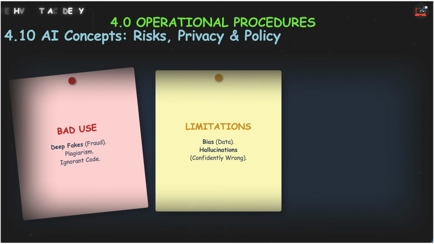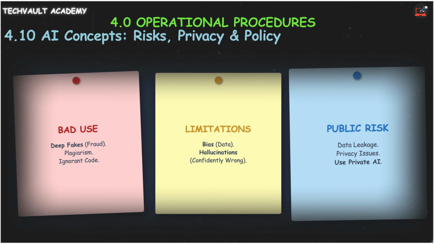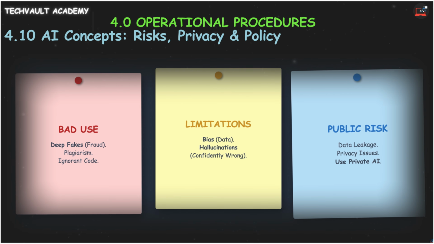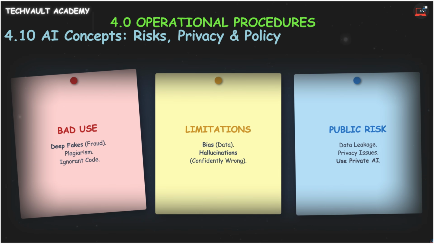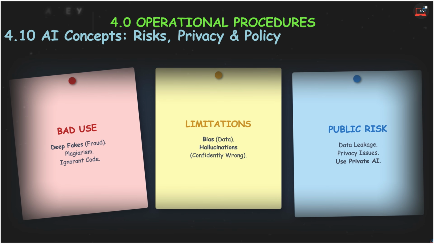To summarize, AI is a powerful tool for automation and analysis, but watch out for bias and hallucinations. Avoid unethical uses like deep fakes. And remember, public AI offers knowledge but risks privacy, while private AI offers security but limits scope.